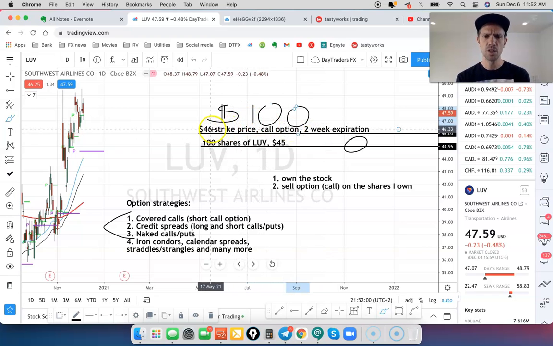Now, you might be asking, well, can I sell a $49 strike price? Can I sell a $55 strike price? Yes, you can. You can also sell a strike price lower than where you own the stock. Wouldn't super recommend it, but it's something you can do, and there are reasons that you can do that. But the difference is, if we own the stock at $45 and I sell a $46 strike, I'm going to make more money than if I sell a $48 strike price, right?